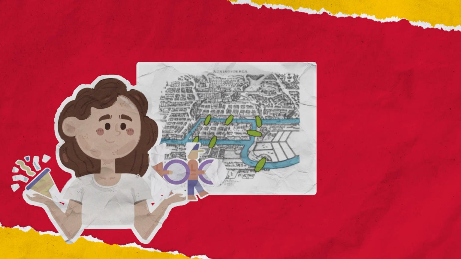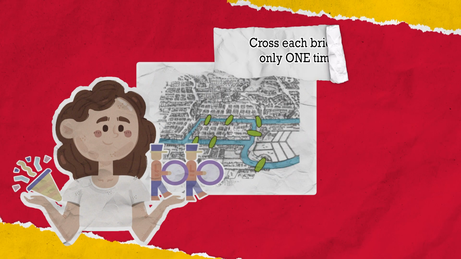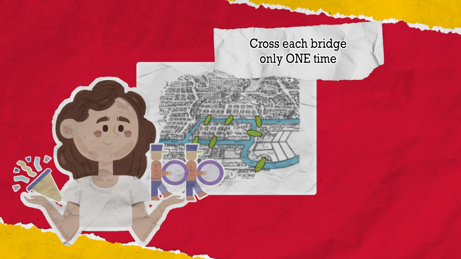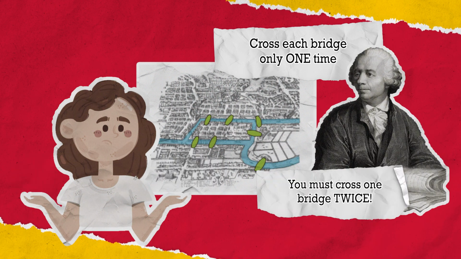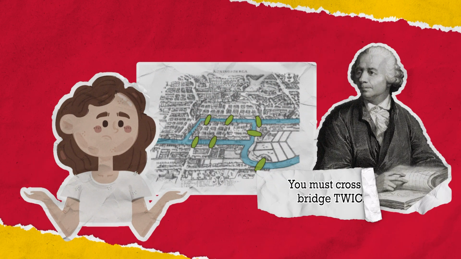The city wanted a parade route, and they wanted to make sure that they could go over every single bridge without crossing over another one. But Euler proved it couldn't be done without going over at least one bridge twice.